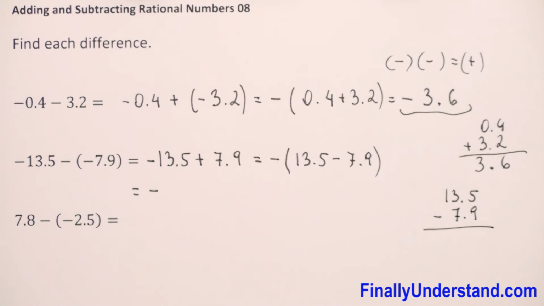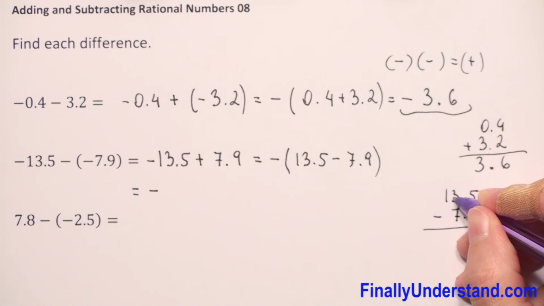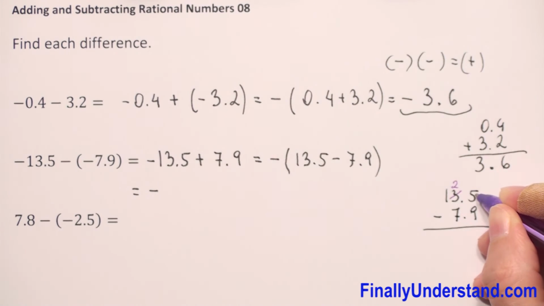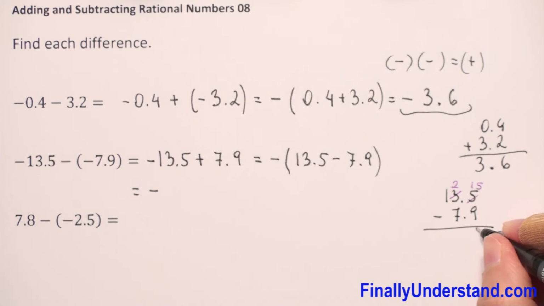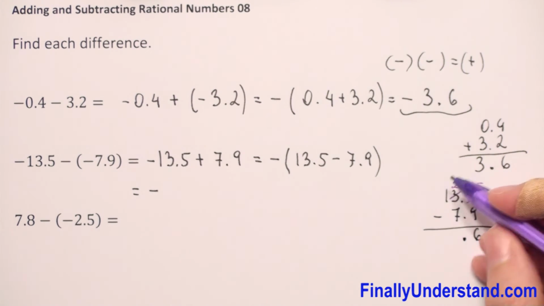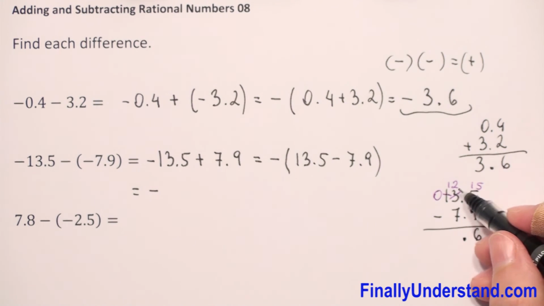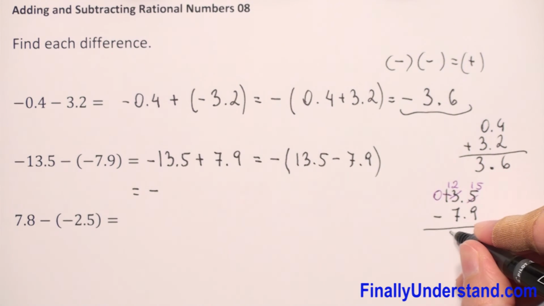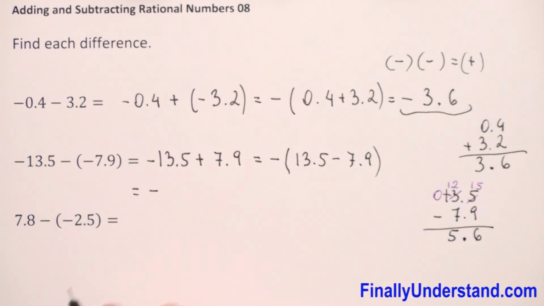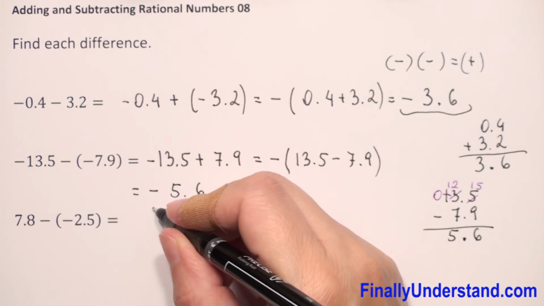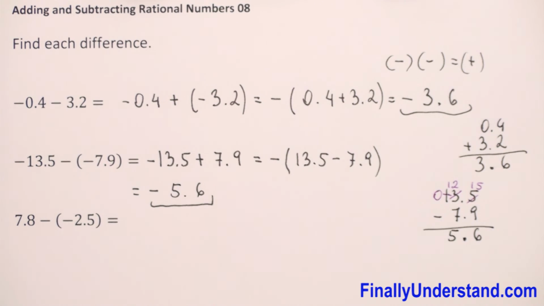5 minus 9 we cannot do, so we will borrow 1 from 3. So it will be 2, and now we have 15 at the end. 15 minus 9 is 6. We copy the decimal point. 2 minus 7 we cannot do, so we borrow 1 from the tens. So here will be now 0, and we have 12. 12 minus 7 is 5. So we have 5.6, negative 5.6.